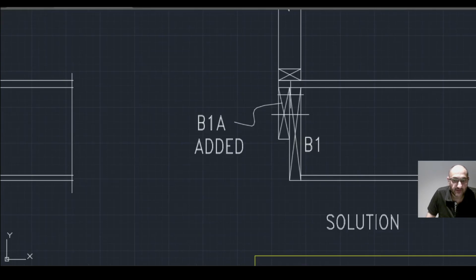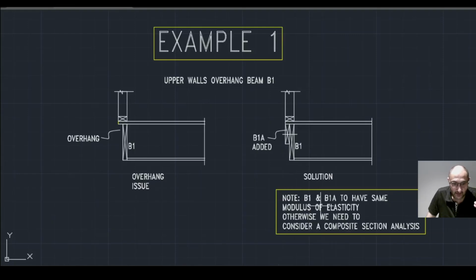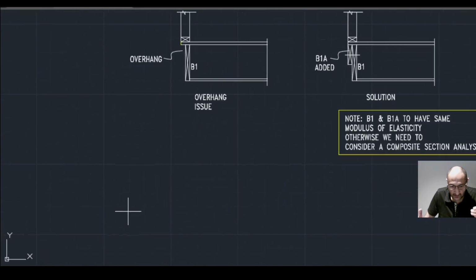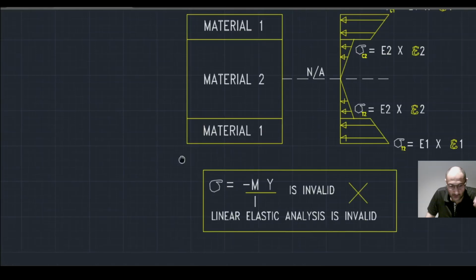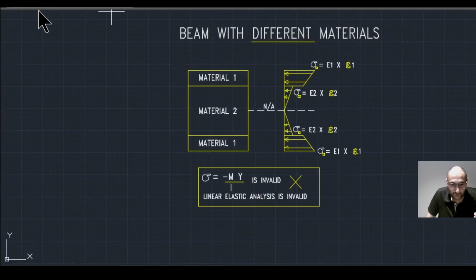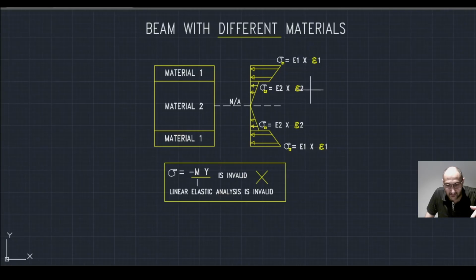Now the other most important thing to note is that B1 and B1A must have the same modulus of elasticity in order to carry out that shear stress formula using a unified second moment of area, the moment of inertia I. Now, why do you think this may be the case? Have a think about it. Well, if we have two different materials, like the one shown here, then the normal flexural stress profile will no longer be a linear line. In fact, it will be staggered like this. And the flexural formula, sigma is equal to minus My over I, is no longer valid.